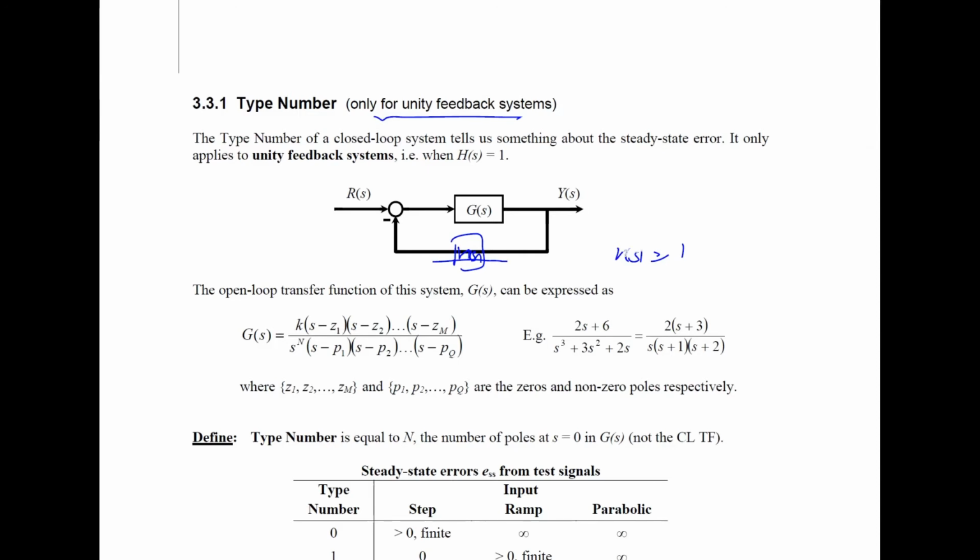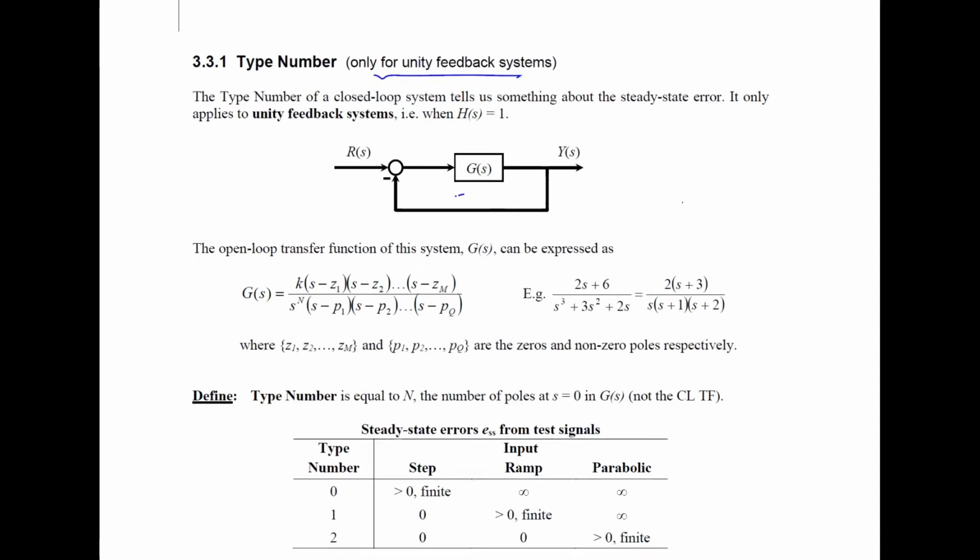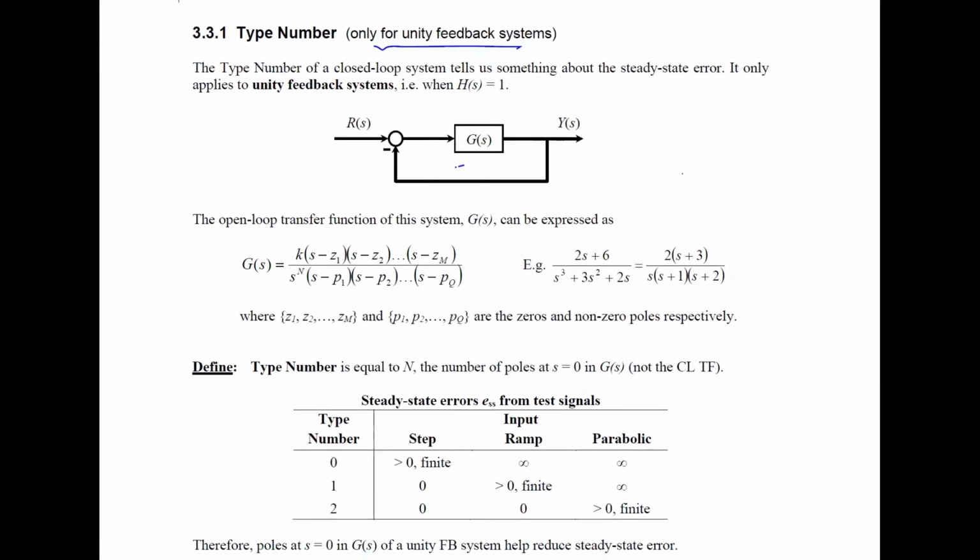You can still define the type number for non-unity feedback systems, but the description I'm going to give later is not valid. How you find the type number is a little bit more involved. Here we are describing the steady state error of the closed loop system, but in order to do that, we look at the type number using the transfer function G, which is the open loop transfer function of the system. G sits only on the forward loop side.